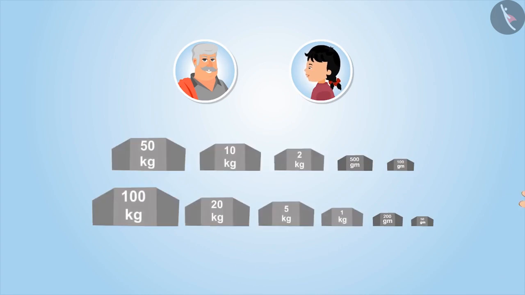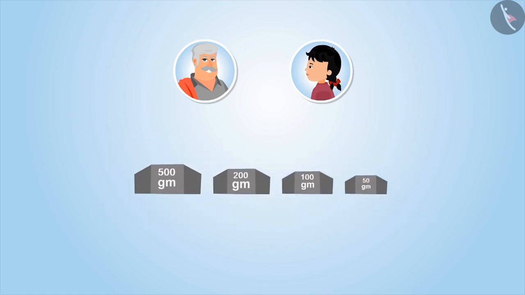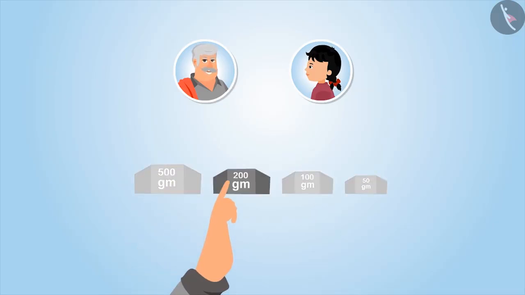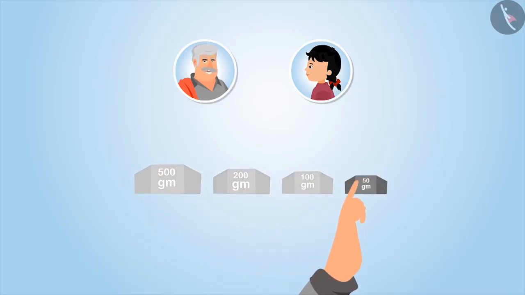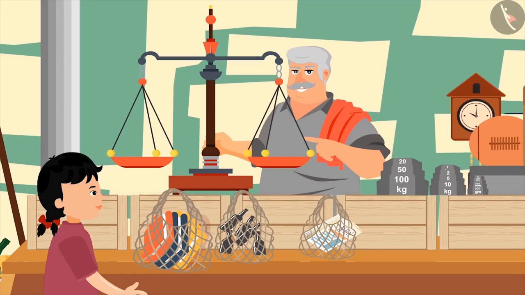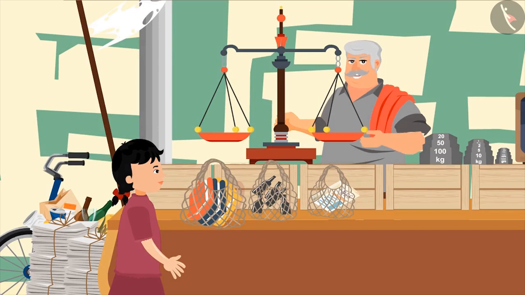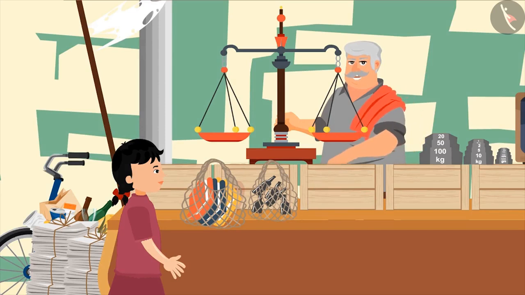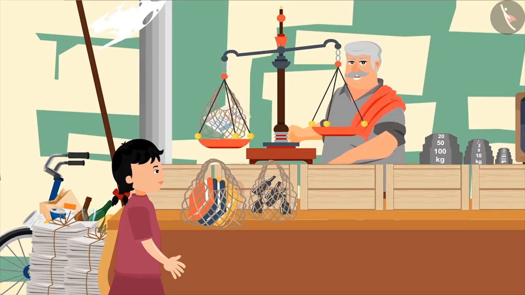Oh, we have weighing stones smaller than 1 kg too. Yes, these are stones weighing in grams. Look, 500 grams, 200 grams, 100 grams and 50 grams. There are weighing stones which weigh less than this too, but I don't use them. Okay, uncle. How do we measure weight with the help of these? I will show you. Let's weigh the newspaper you have brought. Can you guess how much it will weigh?